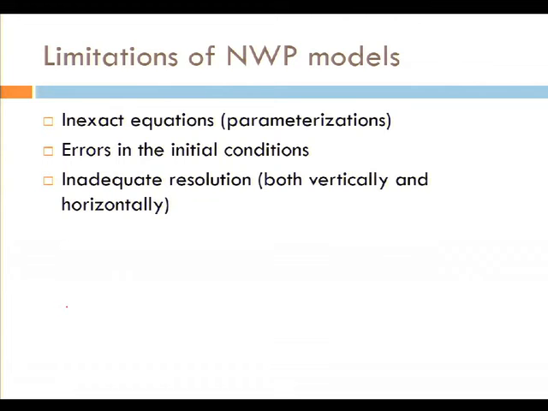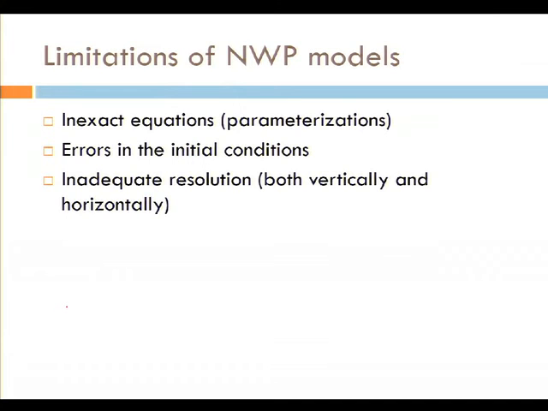Our first is that we don't have exact equations. For things like the wind, we do have an exact equation, and we can solve it. But there are some things that we just don't know exactly how they work, right? So we have to make parameterizations for those processes to make the model actually function and work.